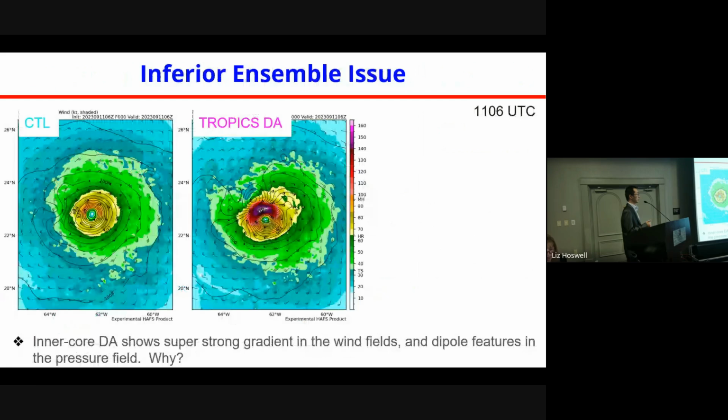And next, please. So we are trying to figure out why. This is one example where significant spin down happens. If you notice the DA analysis pattern, it is so weird. You have a very strong gradient in the wind field and some dipole features in the pressure field. And this is something we repeatedly see in HAFS version 2 when inner core data assimilation comes in. So what exactly happened? If you go to the next slide, please.